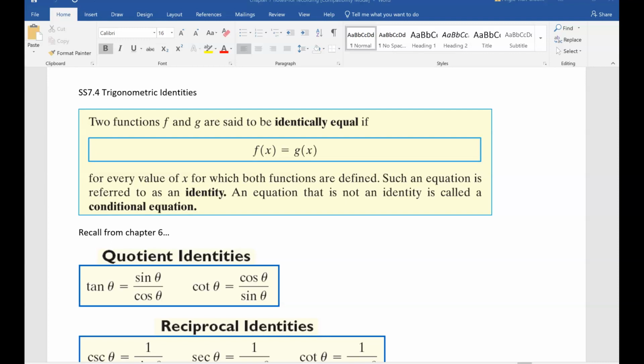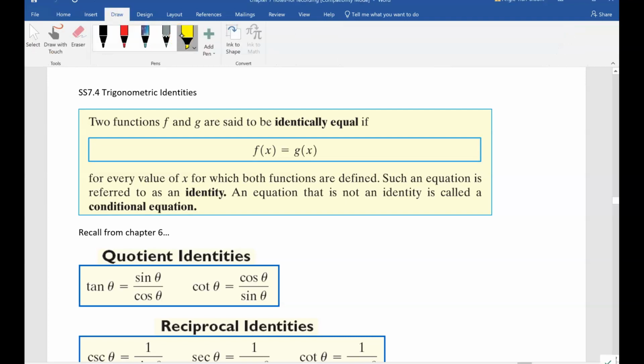All right, y'all. So 7.4, trigonometric identities. In the box it says, two functions f and g are said to be identically equal if f of x equals g of x for every value of x for which both functions are defined. Such an equation is referred to as an identity. Okay, so an identity is when they are already equal.